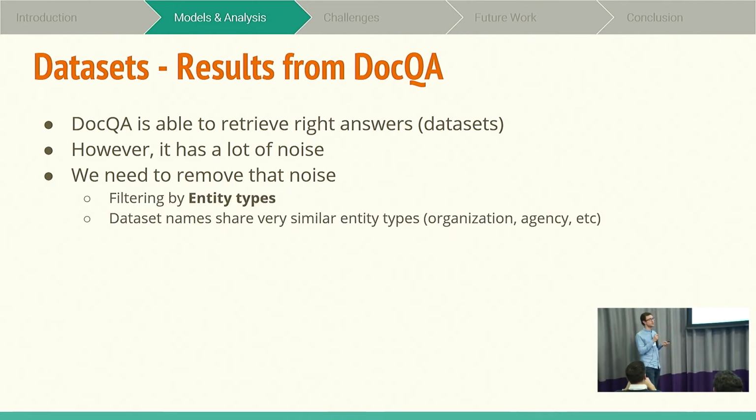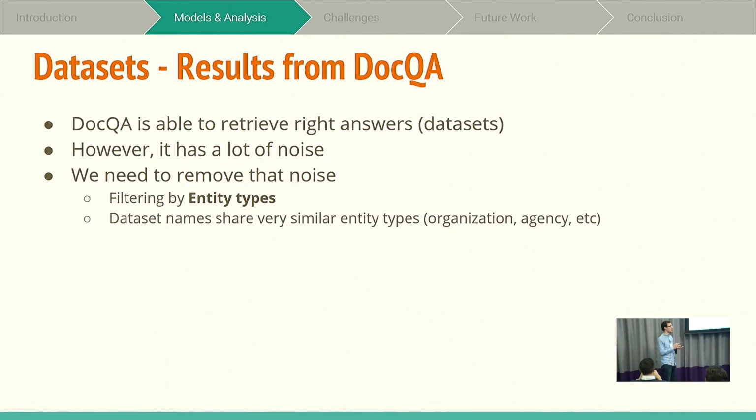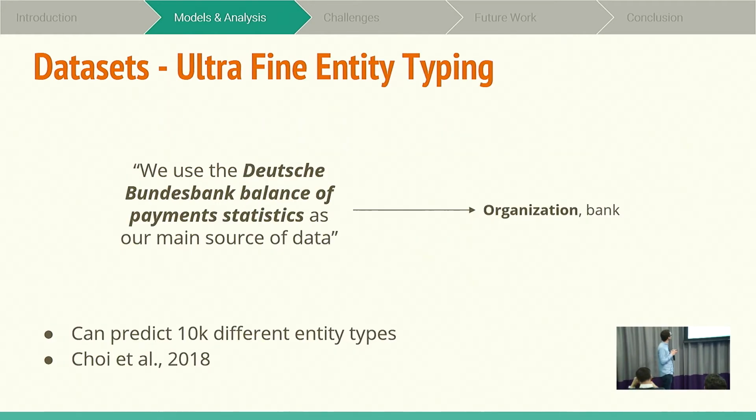We did some experiments and we realized that most of the dataset names usually have the same entity type. It's something like organization or agency. So we decided to filter out by entity types. In order to do that, we use ultrafine entity typing. This model can predict around 10,000 different entity types.